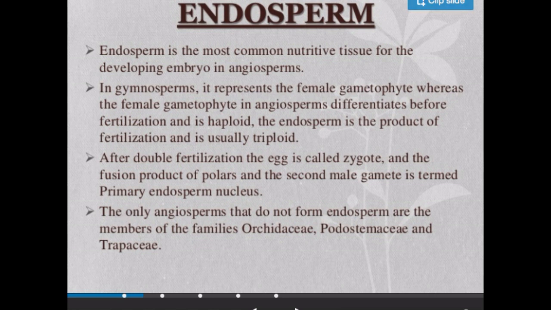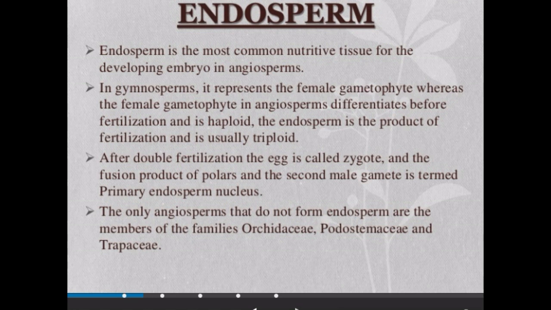So what is the endosperm? Endosperm is the nutritive tissue. It is formed after double fertilization, by the fusion of the male gamete with the polar nuclei to give rise to the primary endosperm nucleus, or the PEN. And the only angiosperms that do not give rise to endosperm are the families Orchidaceae, Podostemaceae, and Trapaceae. I hope that is clear.